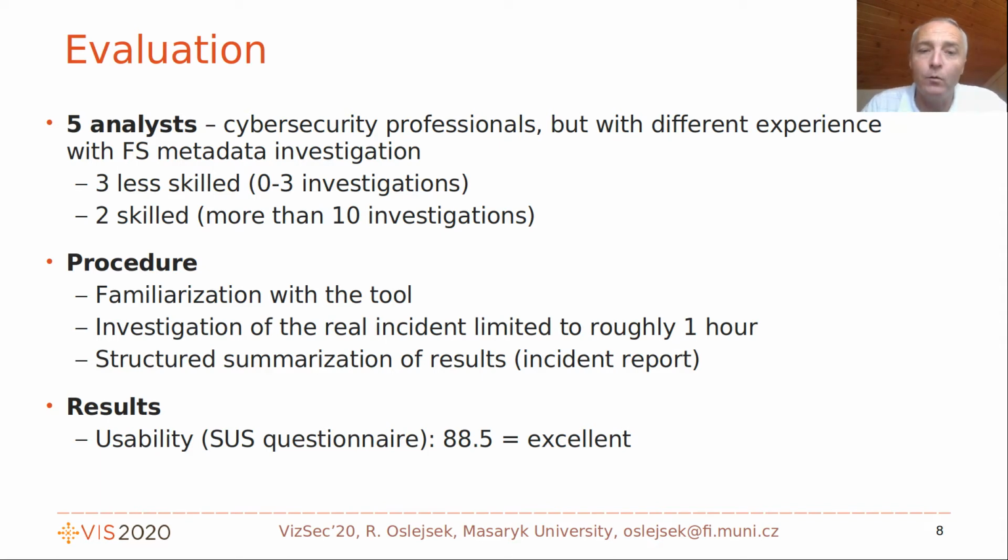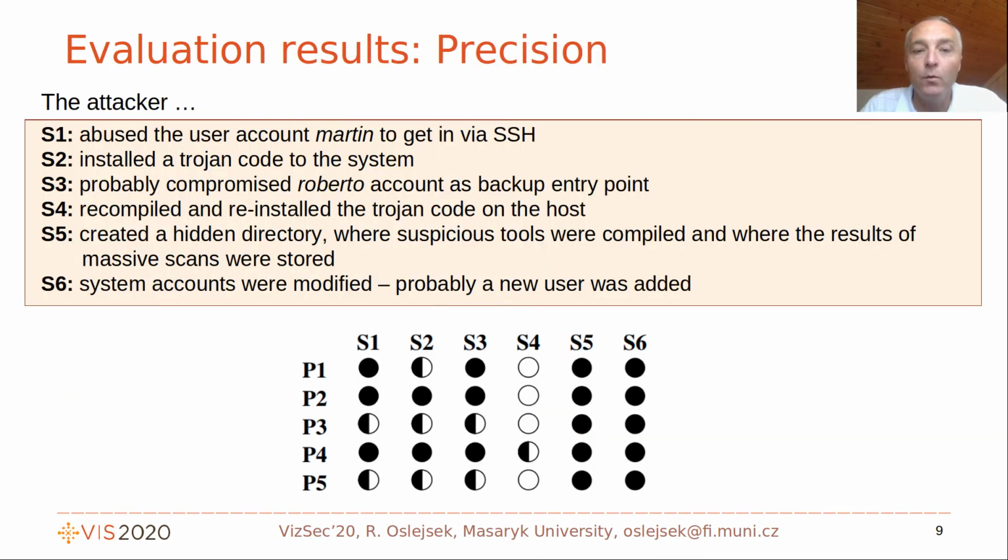First, we evaluated generic usability using the standard System Usability Scale method. The final score of 88.5 indicates excellent usability of the tool, which is great. We also tested precision of the investigation results. The attack scenario is summarized in the upper box in the form of 6 stages that we observed in the data.